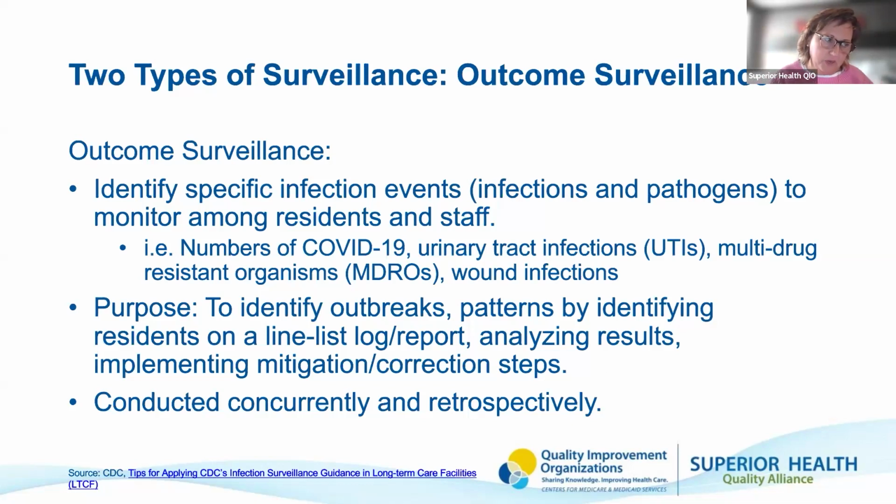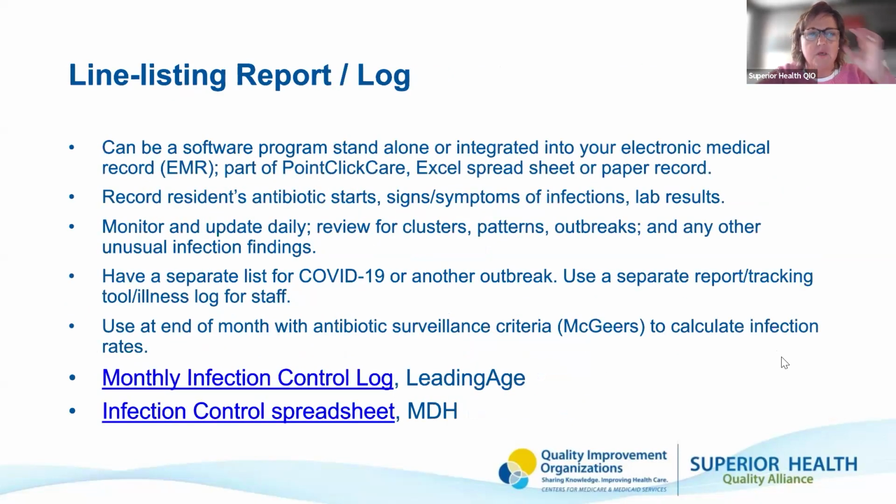So we look at patterns of things that occurred like the past 30 days. So your line listing is kept up, and you do review that and look at it for continuous patterns. So here's your line listing, your report, and your log. Your line listing can be a software program. It can be standalone, like a software that overlays on top of your EMR. It can be integrated into your electronic medical record. For example, it's part of PointClickCare, or it can be an Excel spreadsheet or even a paper record.